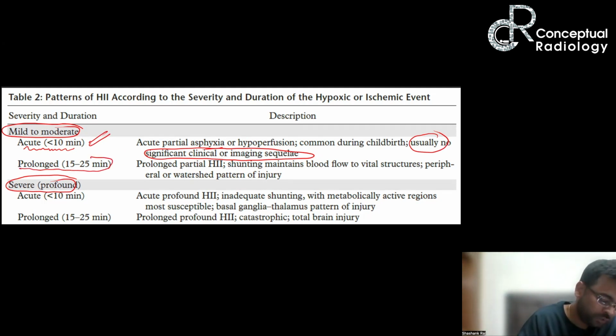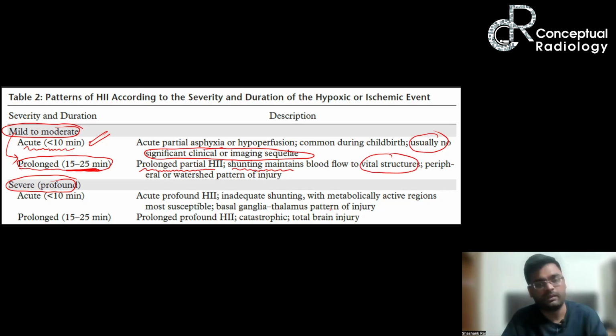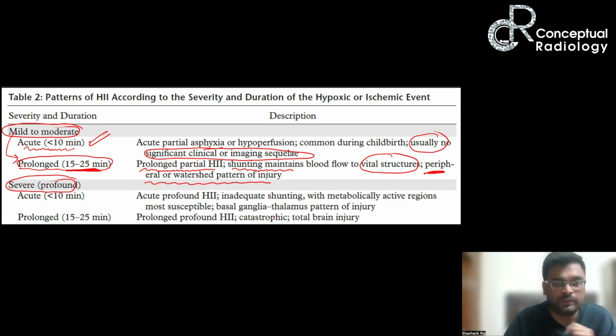When this mild to moderate hypoxia gets prolonged for 15 to 25 minutes, this is a prolonged partial hypoxic ischemic insult. What we discussed is that in this scenario, there is shunting of blood to vital structures. So there is shunting of blood into the central basal ganglia and thalamus. And so the injury will be of peripheral or watershed pattern. You have to remember this.